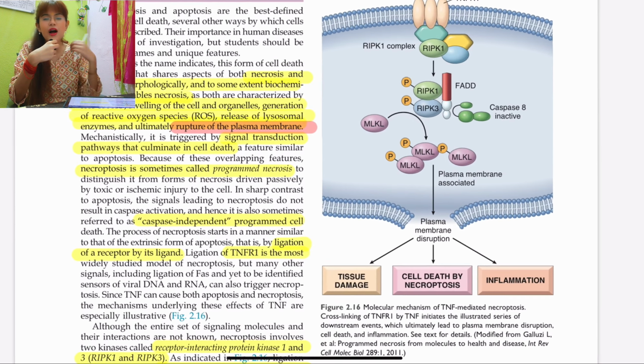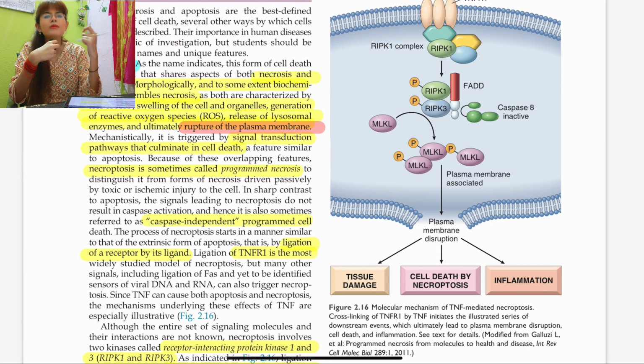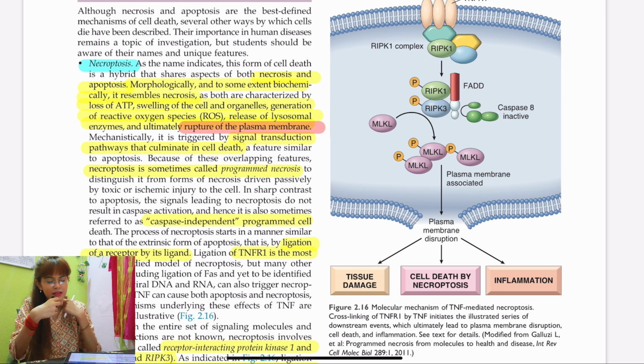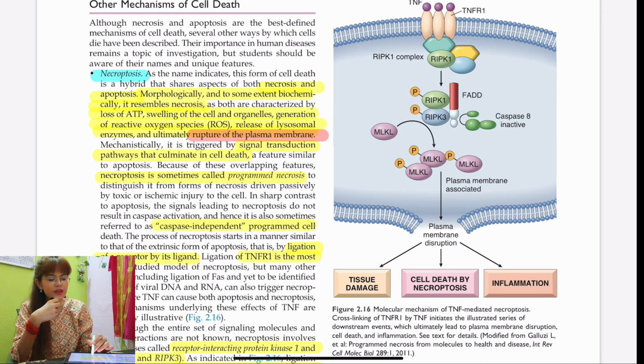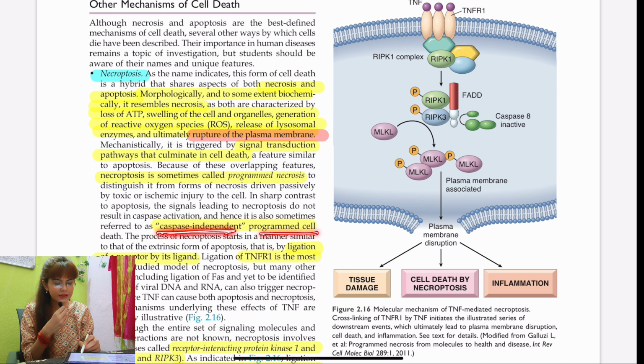Now coming to something else, there are also other mechanisms which are a combination of two mechanisms. So the first one is necroptosis. ठीक है, necroptosis में क्या होता है, necrosis and apoptosis. So why can't we just call it apoptosis? Because there is rupture of the plasma membrane, and as we know, in apoptosis the plasma membrane is always intact. So that is why this is necroptosis, and this is sometimes called programmed necrosis. It is caspase independent programmed cell death.